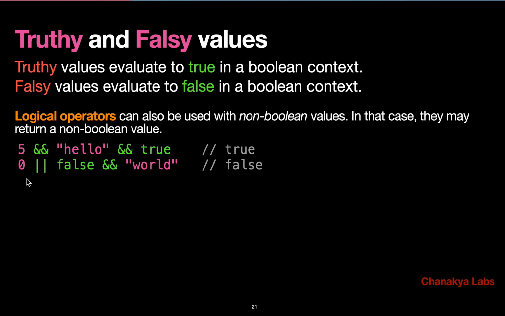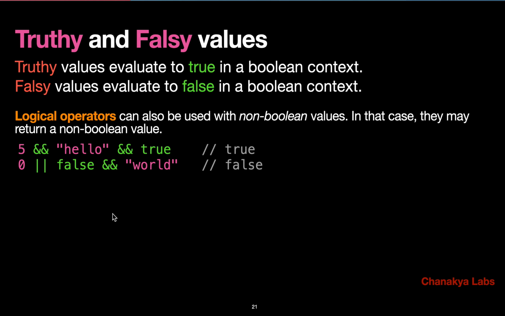So this gives us a hint that 0 is treated like falsy, which means that it is not false, but 0 is treated like falsy. Okay, so now we have seen three examples, that 0 is treated as falsy, 5 is treated as truthy, and this hello was treated as truthy, world was treated as truthy.